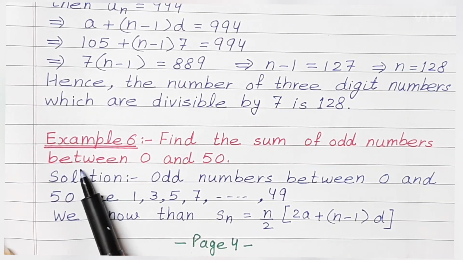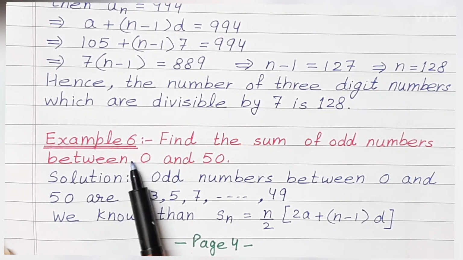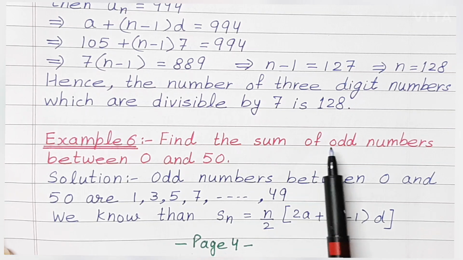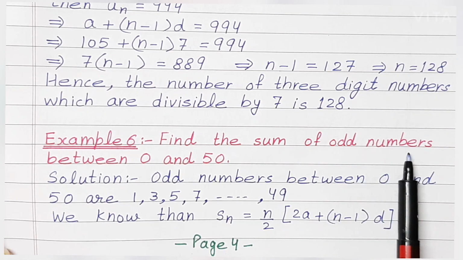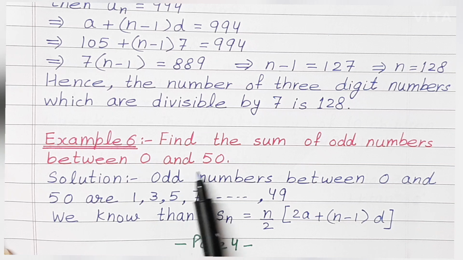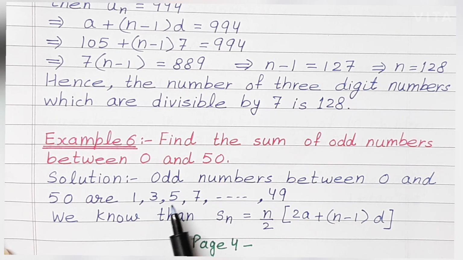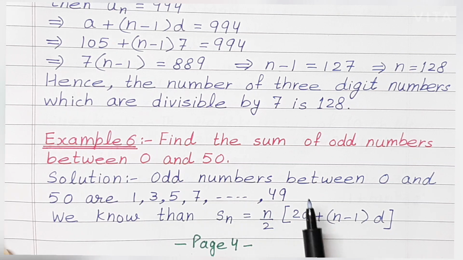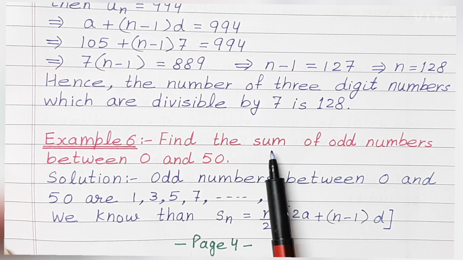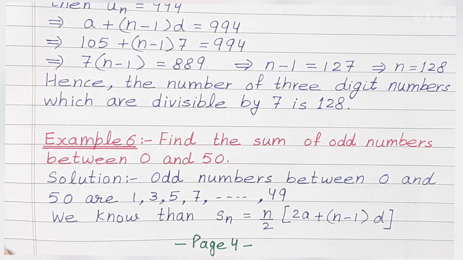Now the next example is example number 6. Find the sum of odd numbers between 0 and 50. So the numbers can be 1, 3, 5, 7 and so on till 49. Now the question is we have to find the sum. So let us revise the formula of sum first.